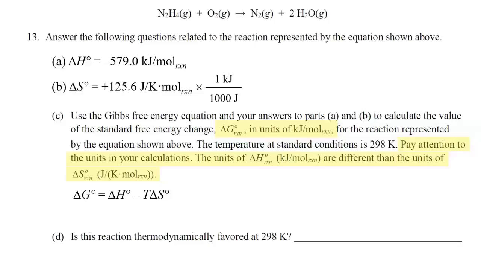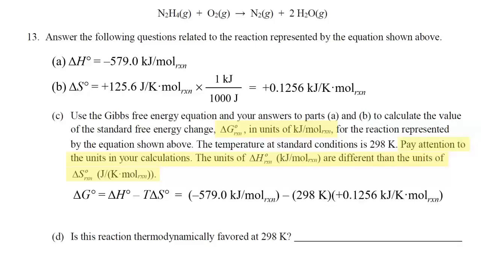So positive 125.6 joules per Kelvin mole of reaction divided by 1,000, now that becomes positive 0.1256, and the units are kilojoules per Kelvin mole of reaction. Let's plug those numbers into the Gibbs free energy equation.